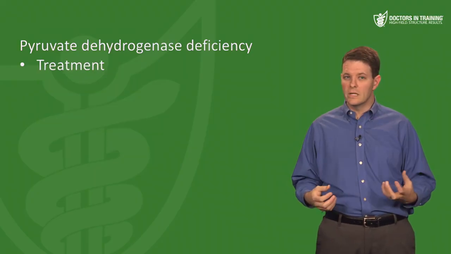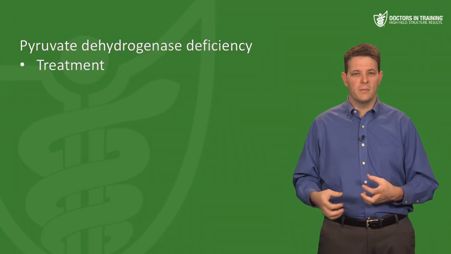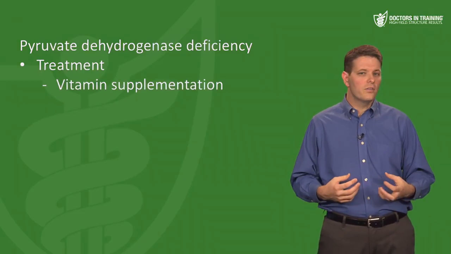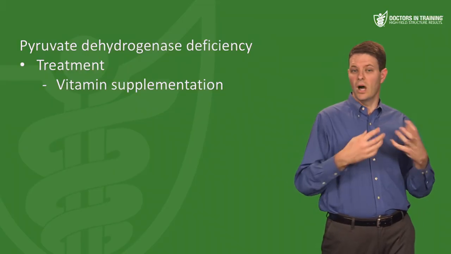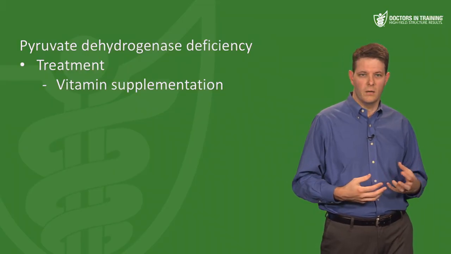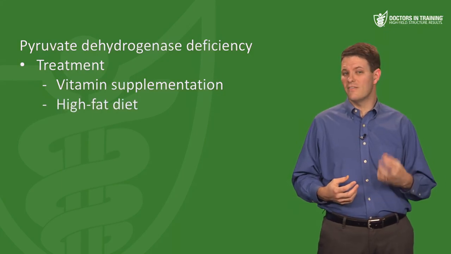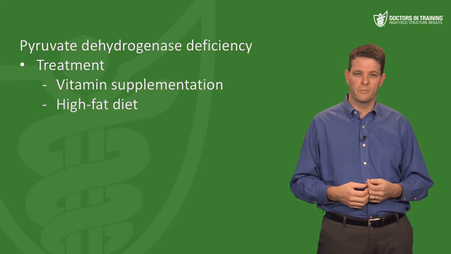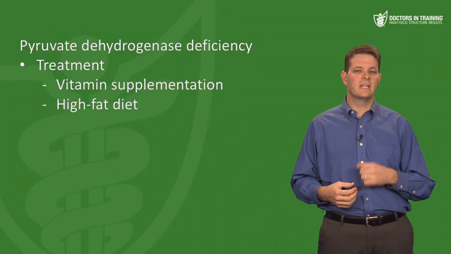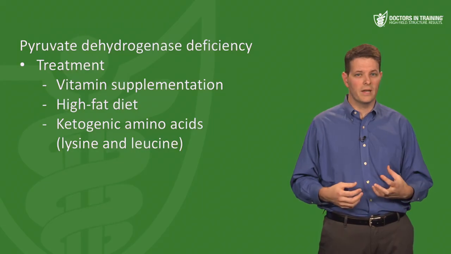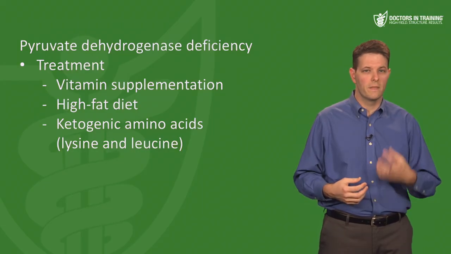And then how do we treat it? Well, if it's secondary to a vitamin deficiency, you're going to supplement those vitamins. But these patients also need to make acetyl-CoA from something other than glucose and pyruvate. Maybe they need to make acetyl-CoA from fats. So putting the patient on a high-fat diet can also be important. And you also want a diet that's high in ketogenic amino acids like lysine and leucine, because ketone bodies can also be used for energy instead of glucose.